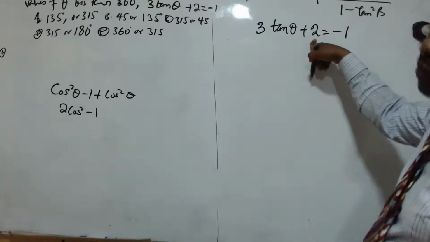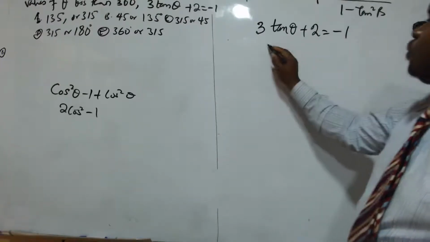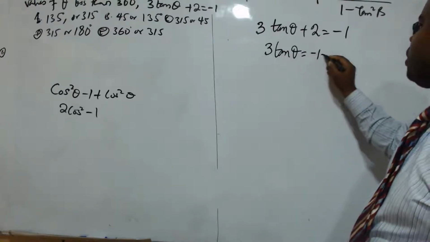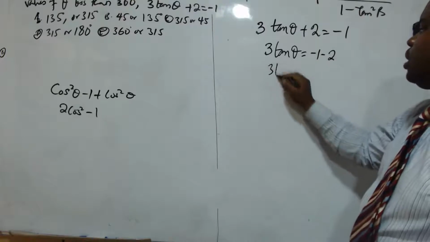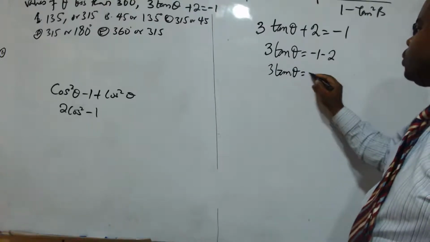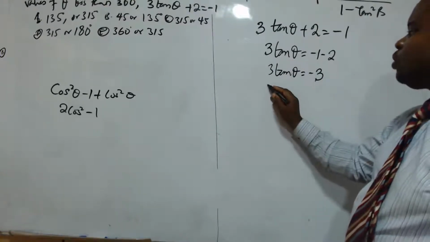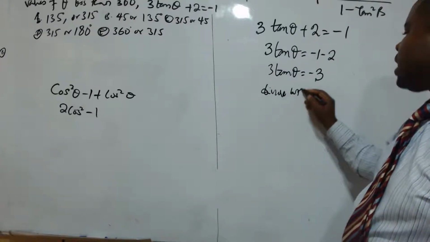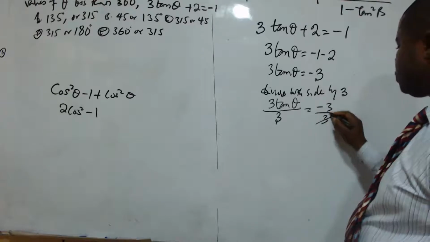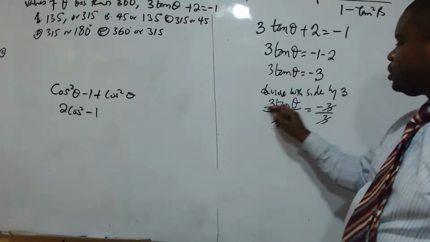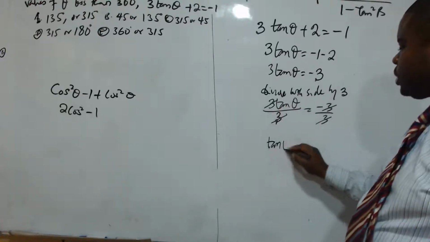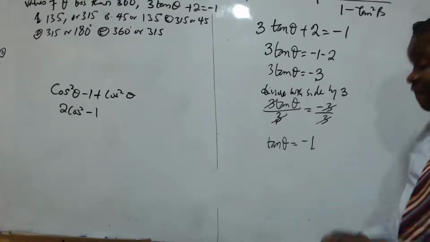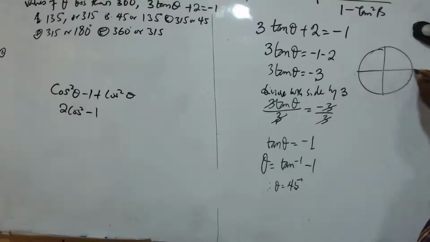Now the first thing I'm going to do here, transfer this plus 2 to this side. So we're going to have 3 tan theta equals minus 1 minus 2. So 3 tan theta equals minus 3. Then I say divide both sides by 3. This goes with this. So tan theta equals minus 1.